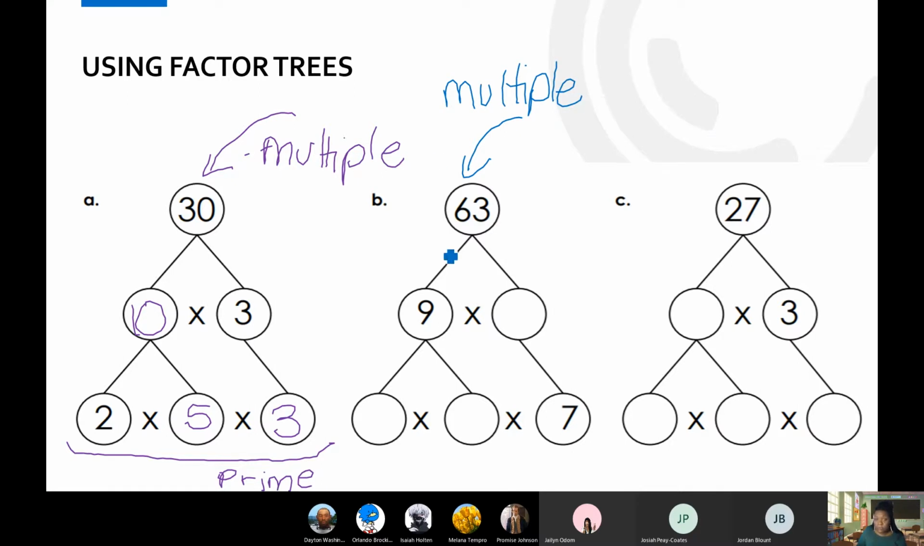And here's our algebra problem again. 9 times blank, 9 times a number equals 63. What number would go in this bubble? 7. Notice I brought that 7 down. Why did I bring that 7 down? Someone?